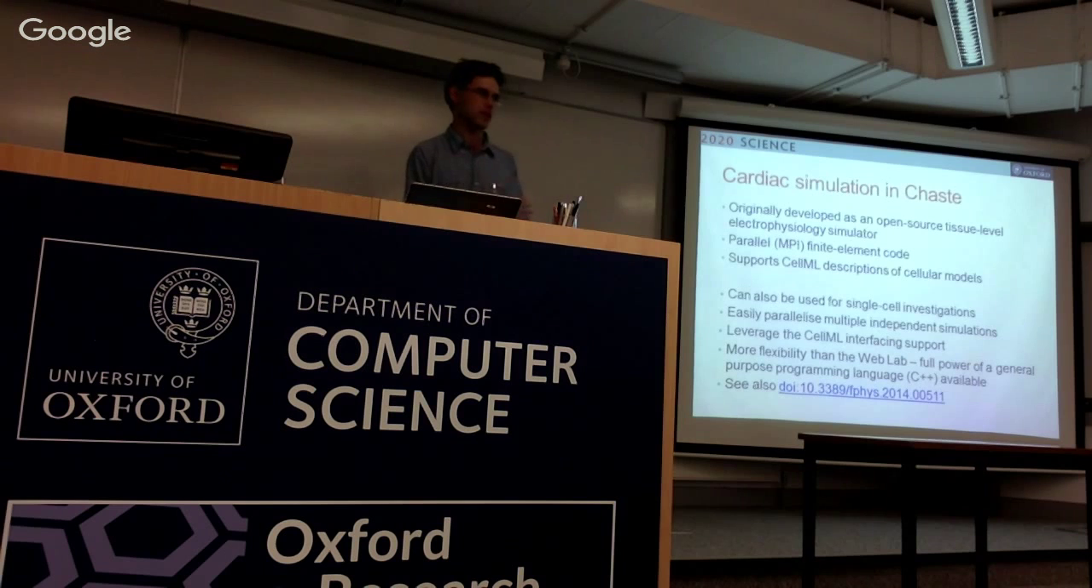So while CHASTE was designed originally for tissue simulations, you can use it just as easily for single cell investigations. You can plug in any CellML model that you're interested in. You can code up in C++ whatever kind of experiment you want to apply to that cell model. Because we have all the parallel support for doing finite elements across multiple processes, we can exploit that to easily parallelize multiple independent simulations at single cell level. So you can run experiments on lots of different cells independently across all the processes that you have available. It makes it easy to scale up and do lots of parameter sweep type experiments.